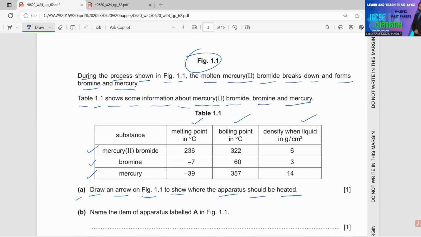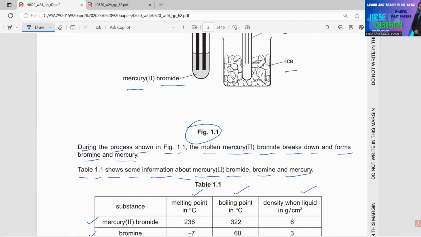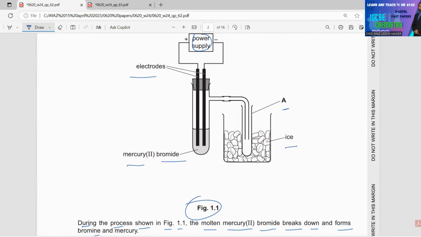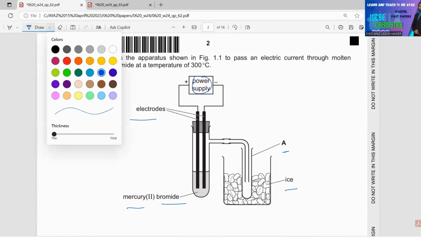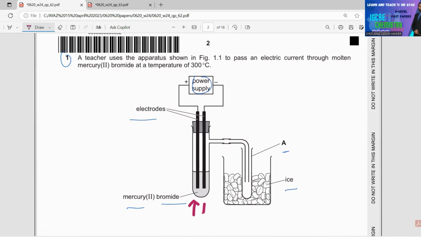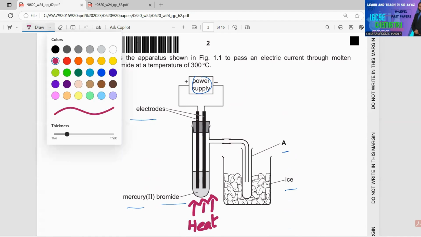The mercury(II) bromide should be in the molten state in order to conduct electricity. This is the setup for electrolysis. So you have to heat the mercury(II) bromide in order to convert it into molten state. So this will be the source of heat for this mercury(II) bromide.